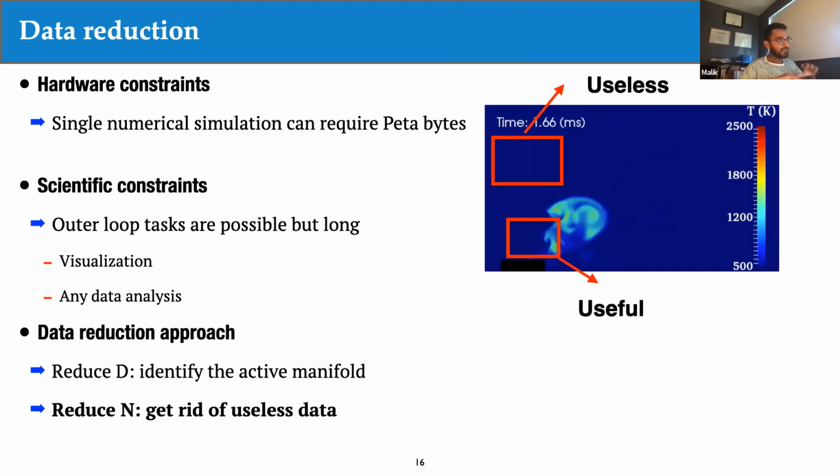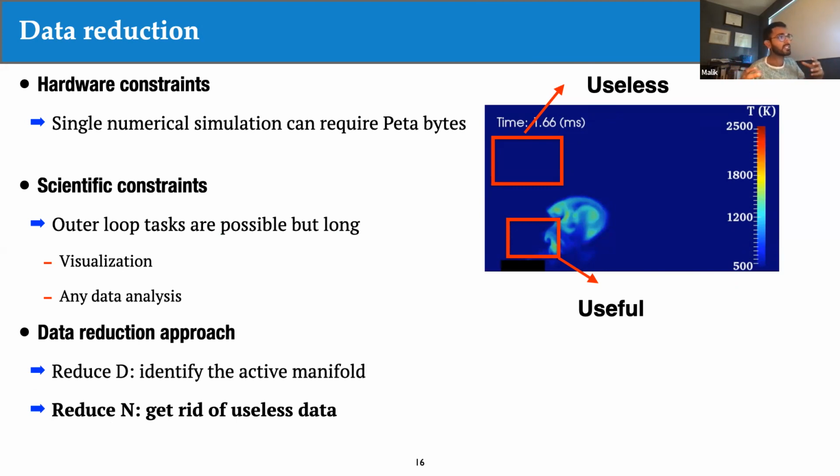So a typical simulation that we would use to train our model would require petabytes of storage. And when you do this, training a model and analyzing the data is pretty much impossible if you don't have access to a high performance computer. Visualizing is even out of the question unless you have a parallel system or you do some data reduction. So data reduction is really important there.